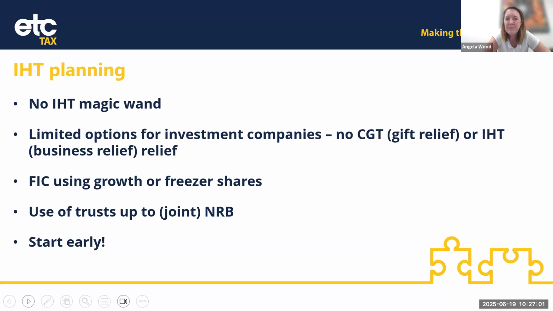That's because there are limited options for investment companies, as a lot of the reliefs that you'd see applying to trading companies don't apply to investment companies. So, for example, there is no gift relief for CGT purposes, there's no business relief for IHT purposes. So there's limited options as to how we can achieve IHT savings tax efficiently when we're talking about property investment companies.